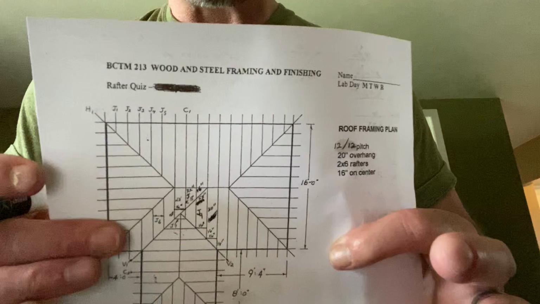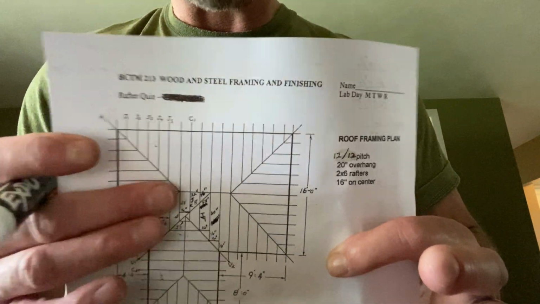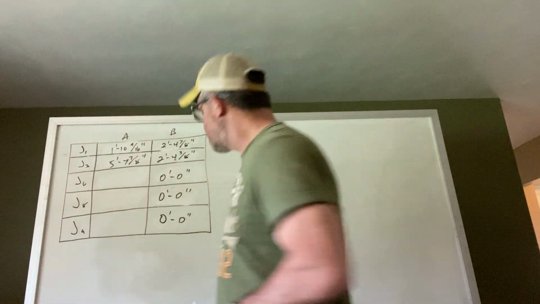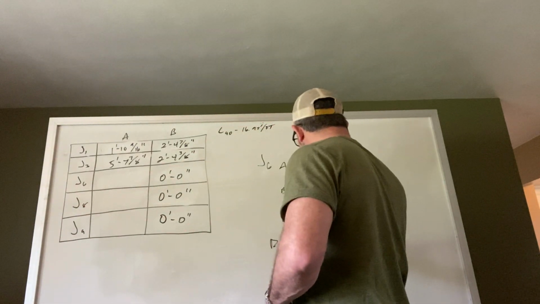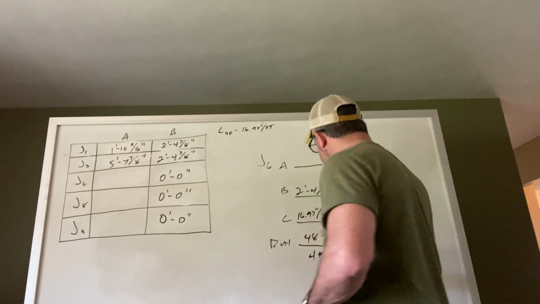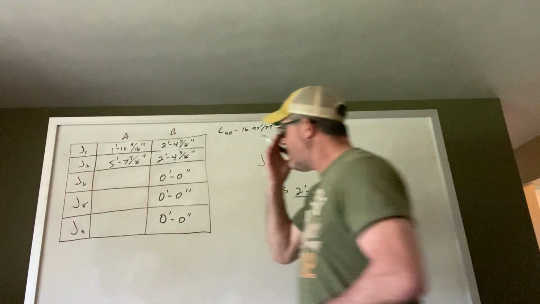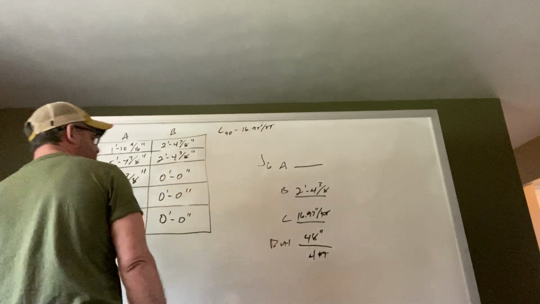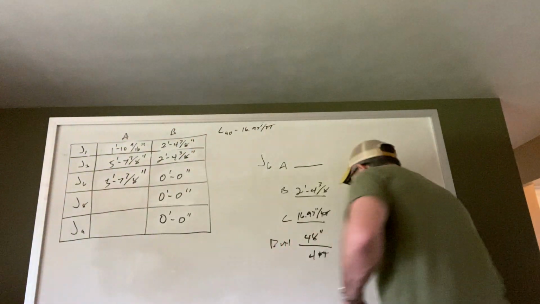But we can see it in plan. 48, 48, 48, 48. We just solved for it. Do I need to solve for that again? Nope. 5 foot 7 and 7/8. Again, all we need to do is understand our run. That's 4 foot, 48 inches. We just solved for it. So 5 foot 7 and 7/8 inches. All right.